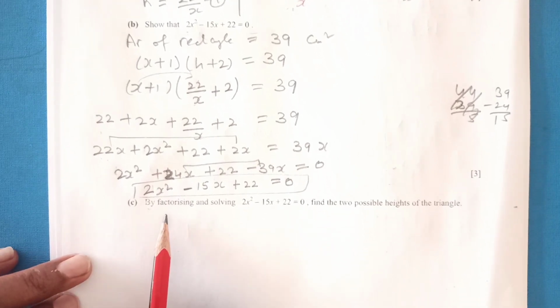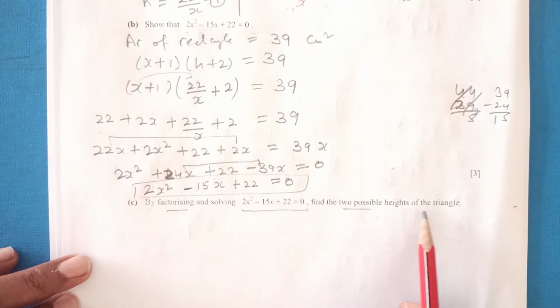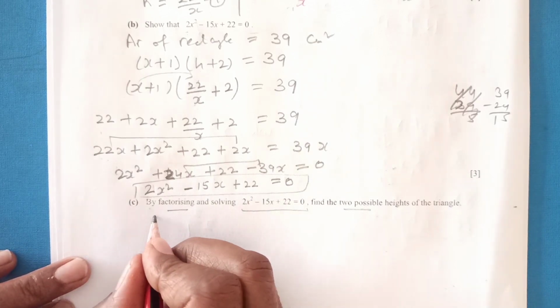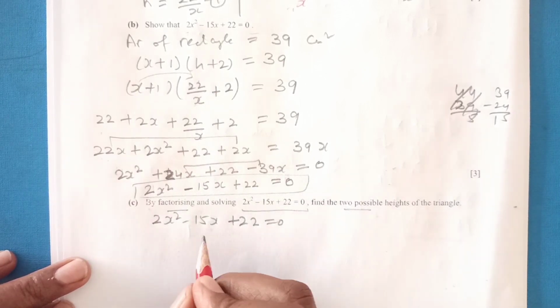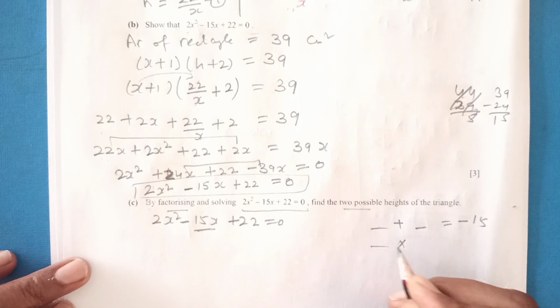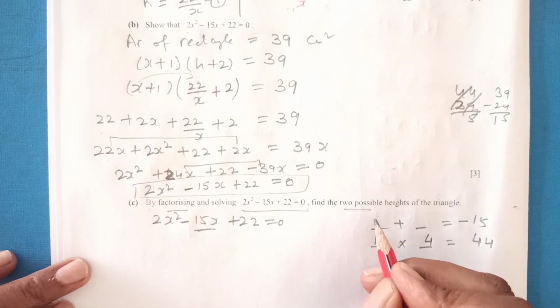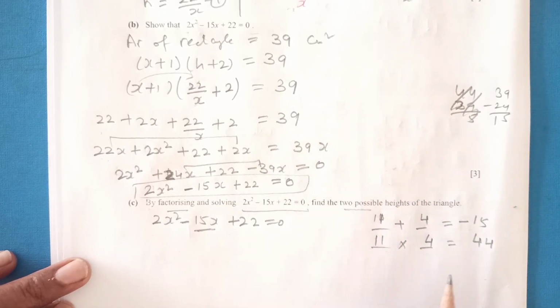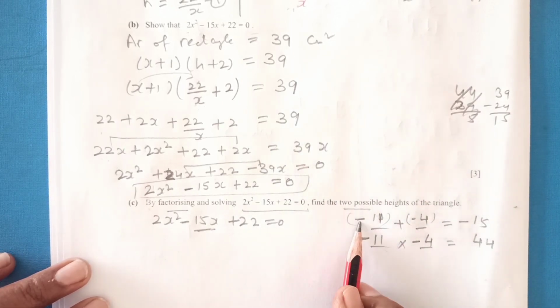Now next, by factorizing and solving this, find 2 possible heights of the triangle. So we can factorize this easily. Minus 15x plus 22 equals 0. So we are looking for numbers that when you add give you negative 15, and when you multiply we get 44. So 11 and 4 can be the best example. Both should be negative, so we are going to take both numbers as negative. So that's how it will give 11 and 4, 15.